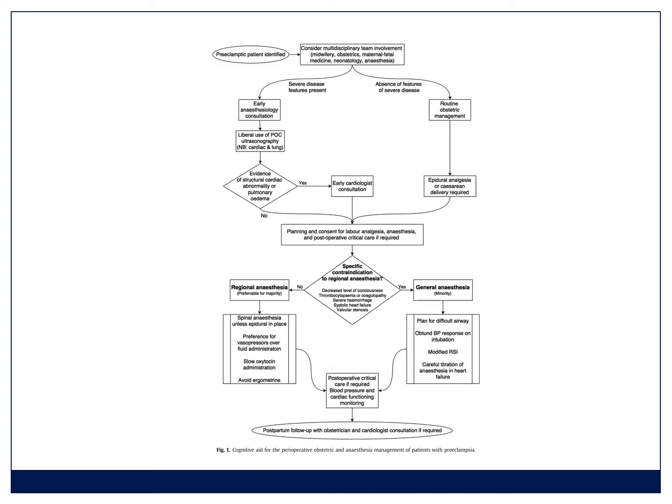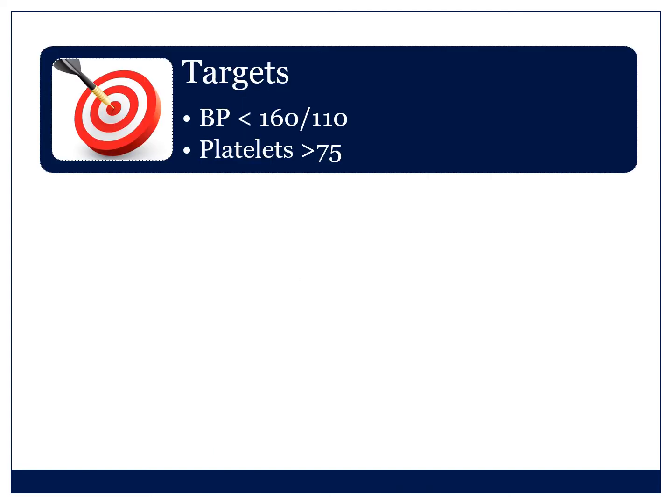Now this is the sort of algorithm that a referral hospital will use. This is quite a detailed one that comes from that best practice article, and I'm not going to go through it, but it will run through that decision-making tree, and they'll have a lot more investigations available to them to use. Now your targets for going to theatre: blood pressure less than 160/110.